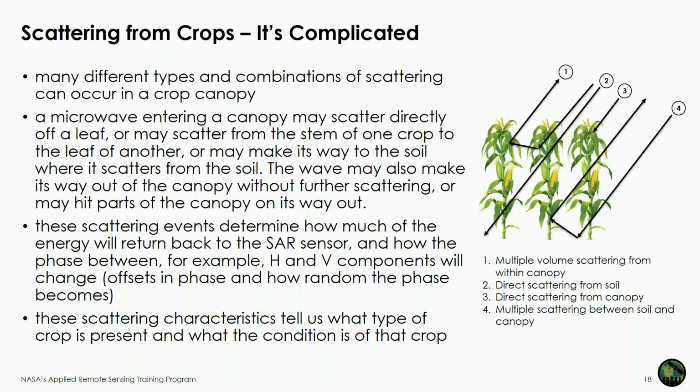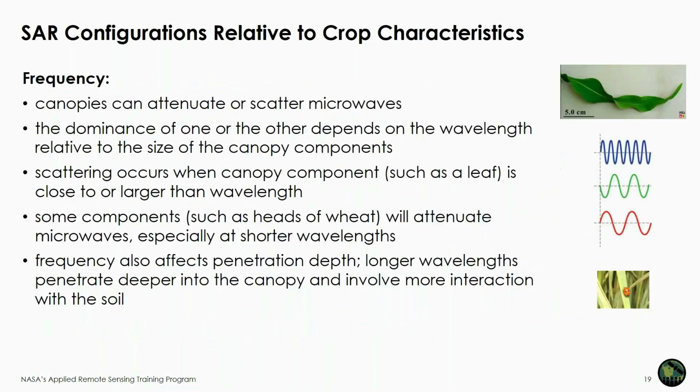And it also determines, for example, how the phase between the horizontal and vertical components change. So that can create differences not only in the intensity of the radar that's scattered back, but also the phase characteristics of the radar. And the good thing is, because that changes with different crop types and different crop growth stages, that allows us to derive important information about the crop canopies.